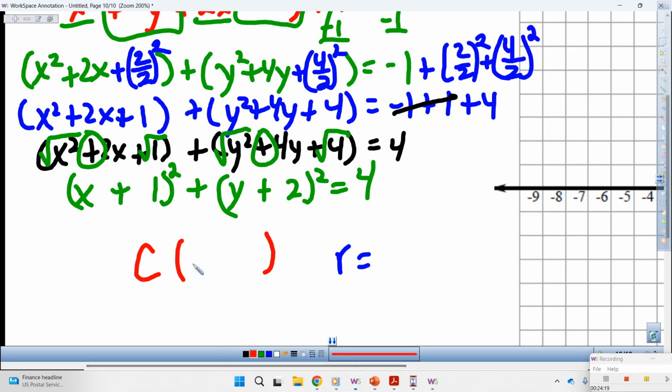Abby, center. Negative 1, negative 2, and the radius? 2. Hands, have you got that? That is correct. Let's go.